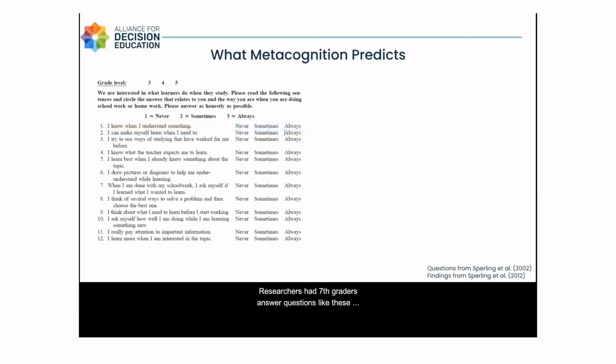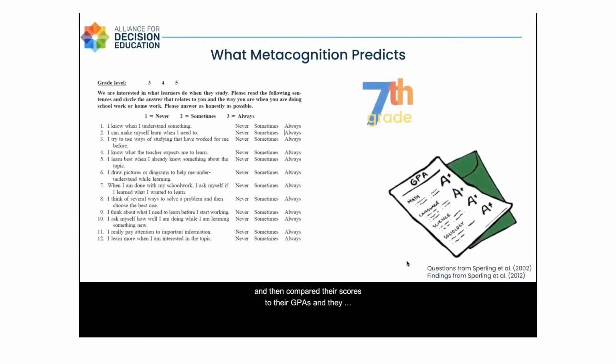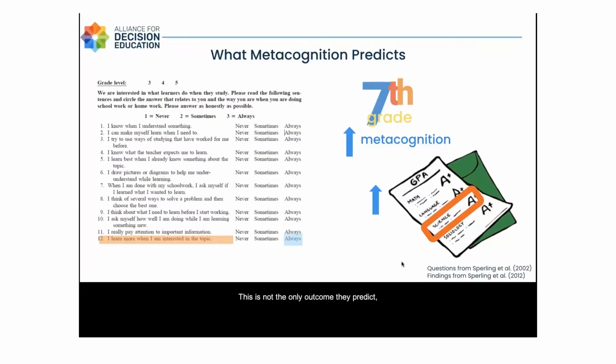Researchers had 7th graders answer questions like these and then compared their scores to their GPAs. And they found that students who had higher metacognition scores, meaning they answered always more often, for example, I always know when I understand something, or I always learn more when I'm interested in the topic, also had higher science GPAs. So what this means is that researchers have found that metacognition can predict certain outcomes like GPA. This is not the only outcome they predict. There are other outcomes it predicts too.